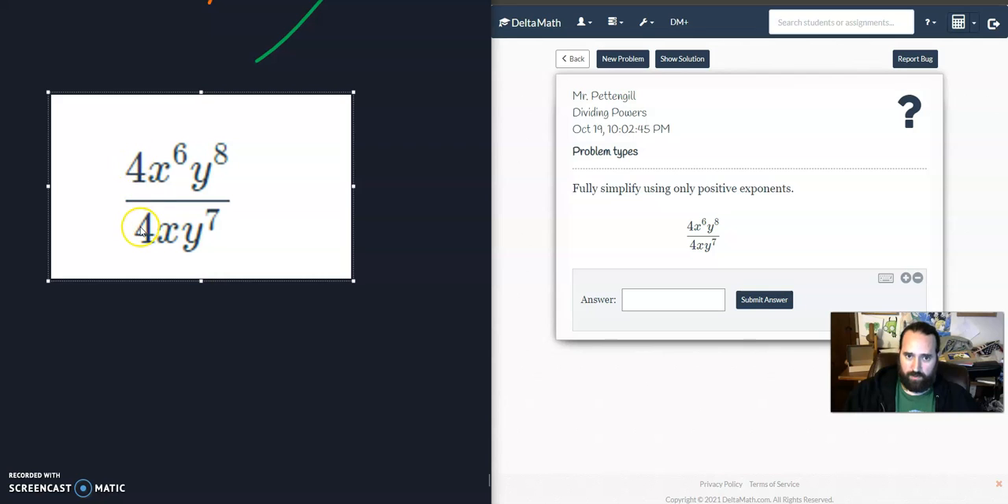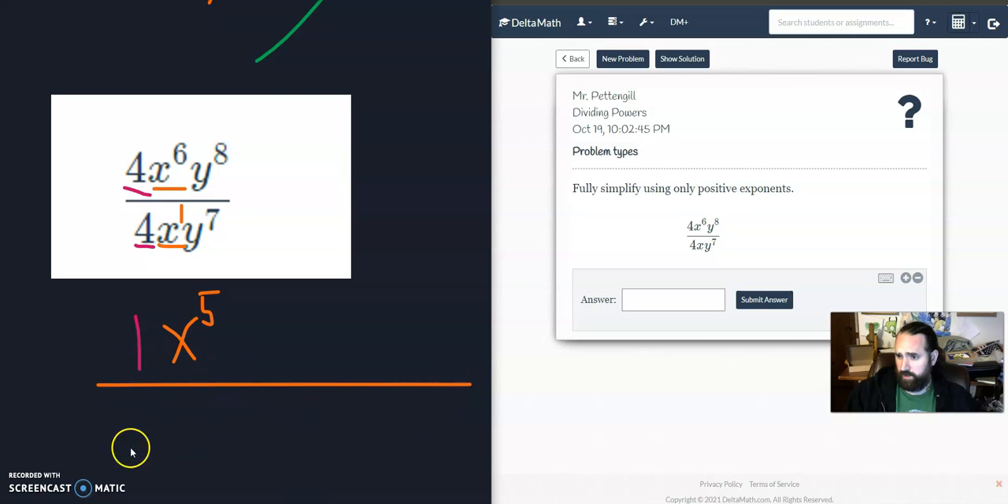Well, what's 4 divided by 4? I'm just looking at my numbers first. That's going to give me a 1. Oop. x to the 6th over x. Well, x to the 6th over x, that's going to be minusing our exponents. 6 minus 1 is 5. So I want to leave an x to the 5th, but it is in a numerator.